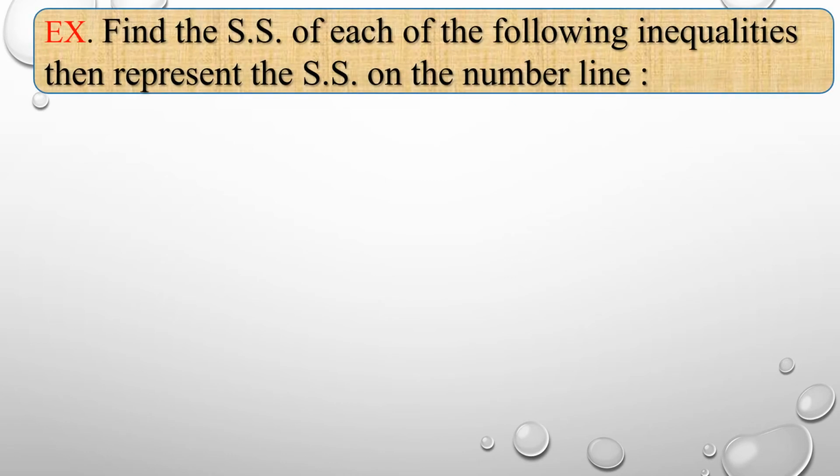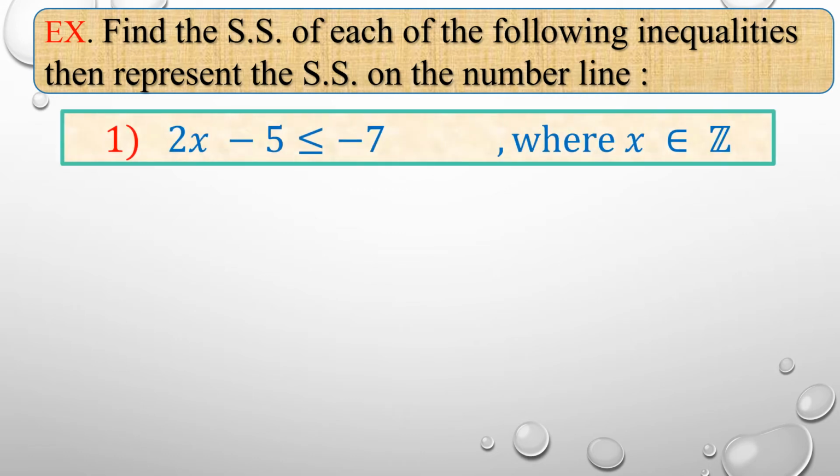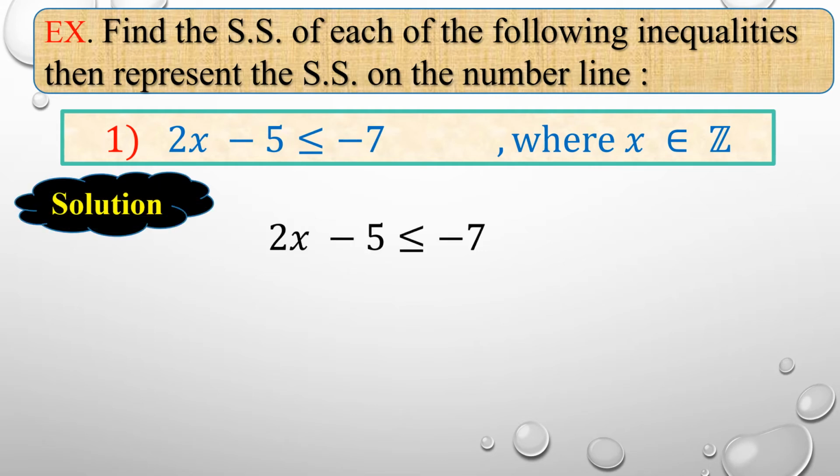Exercise: find the solution set of each of the following inequalities, then represent the solution set on the number line. Number 1: 2x minus 5 is less than or equal to negative 7, where x belongs to Z. Now we solve this exercise. Solution: 2x minus 5 is less than or equal to negative 7.